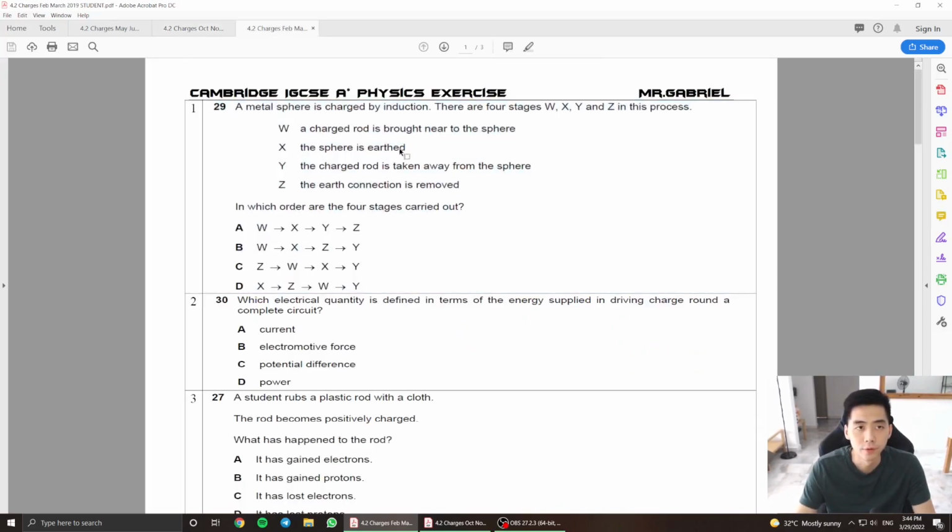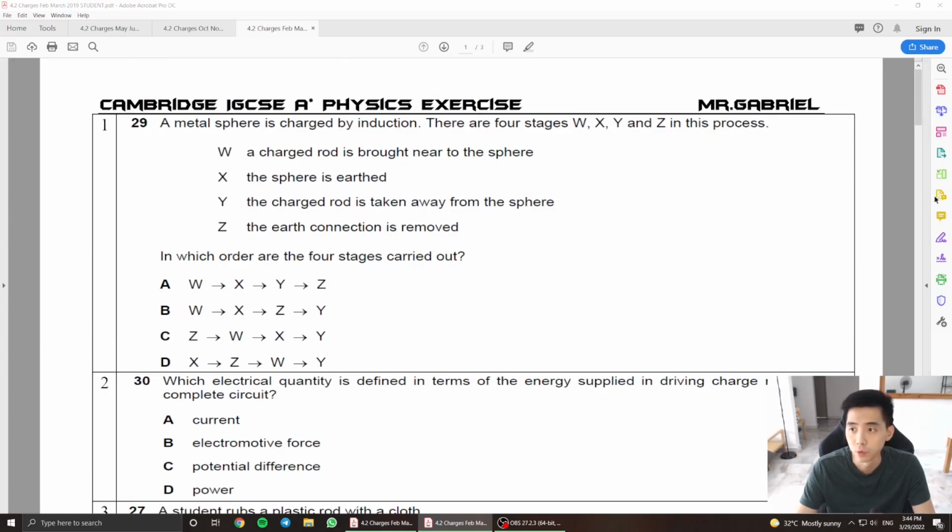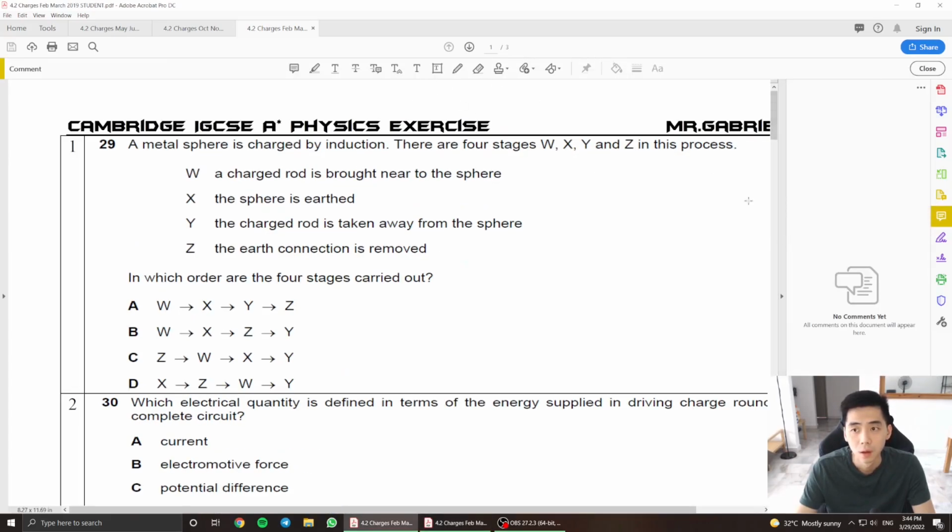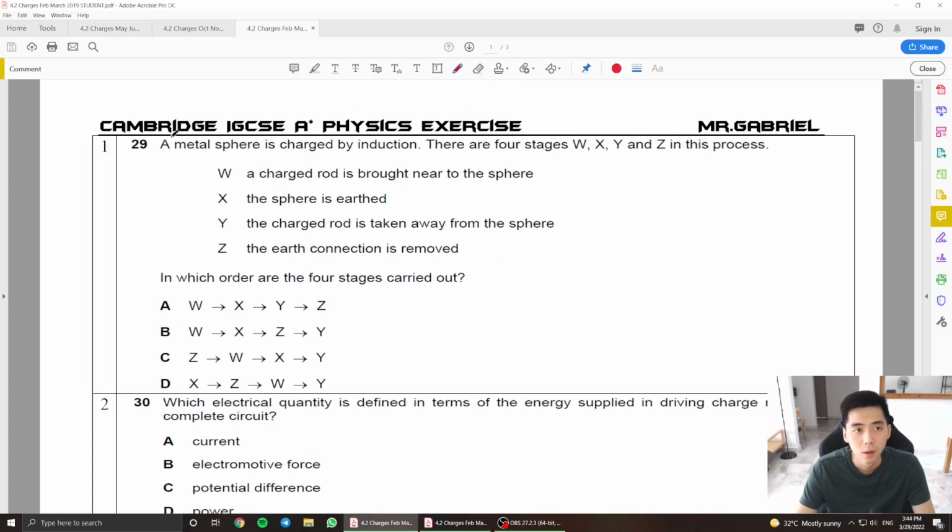and moving on to the final exercise here, right? What do they want from you? Question number 1. A metal sphere is charged by induction, so there are charges already, all right? There are 4 stages, W, X, Y, and Z in this process. W is a charged rod is brought near to the sphere. The sphere is earthed. The rod is taken away from the sphere and the earth wire is removed. In which order should the 4 stages be carried out?